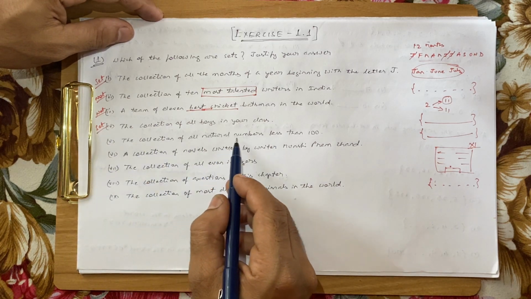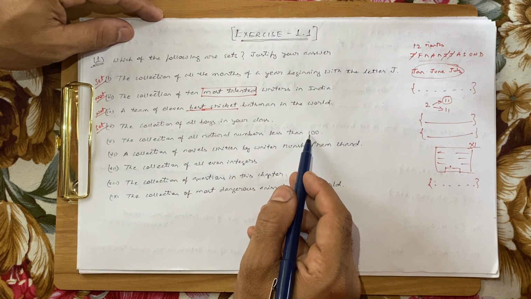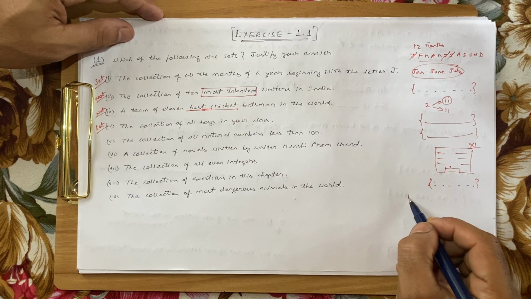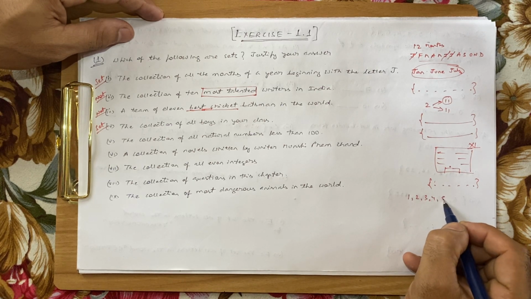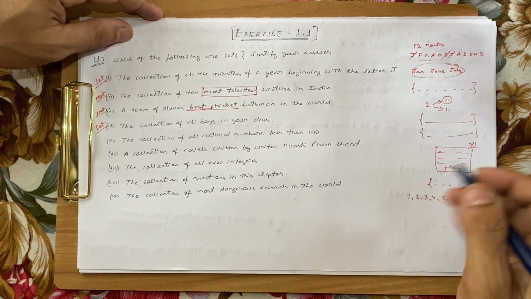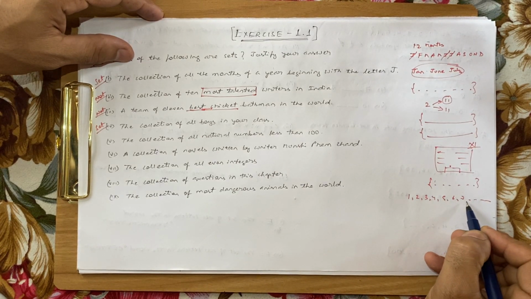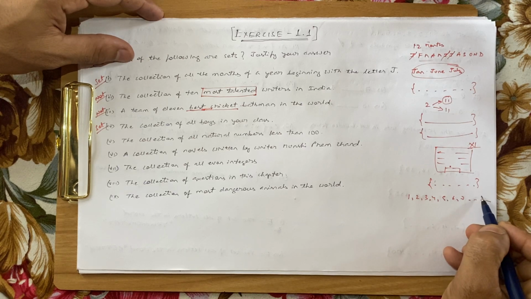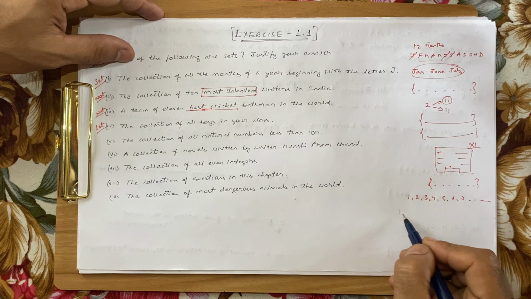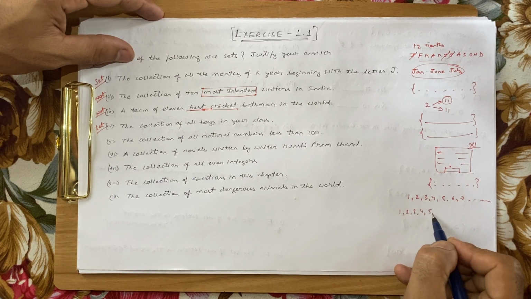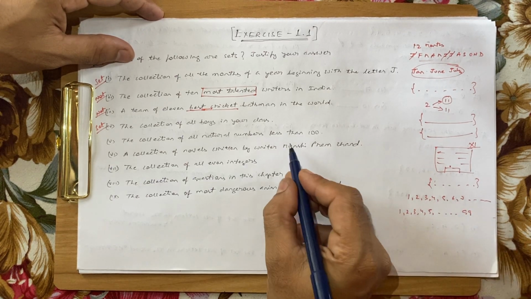The collection of all natural numbers less than 100. If you know about natural numbers, they start from 1, 2, 3, 4, 5, 6, 7, and it goes on as long as you want to write. So when you write in this way, 1, 2, 3, 4, 5, 6, 7, 8, 9, you go up till, let's say, 99, and then you get 100. So the collection of 1, 2, 3, 4, 5, and then up till 99, because it says less than 100.